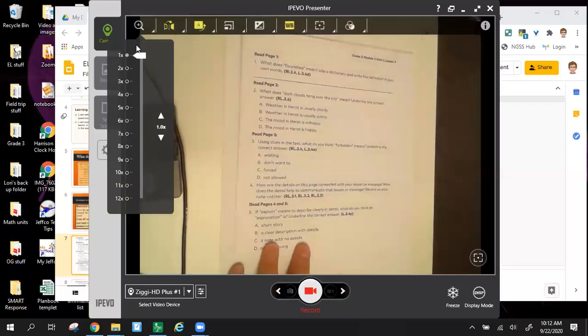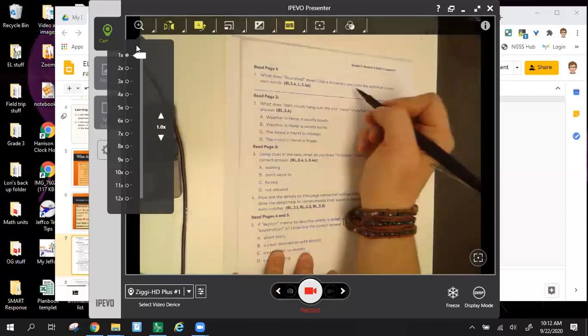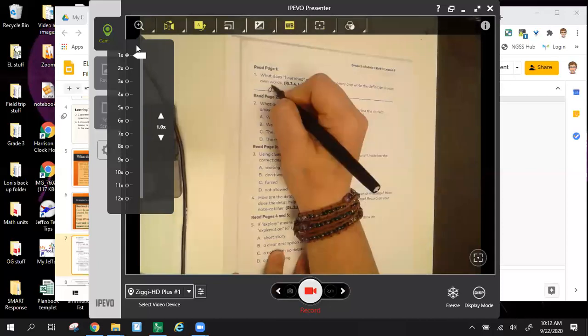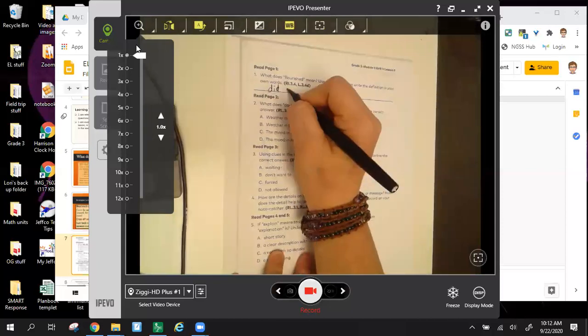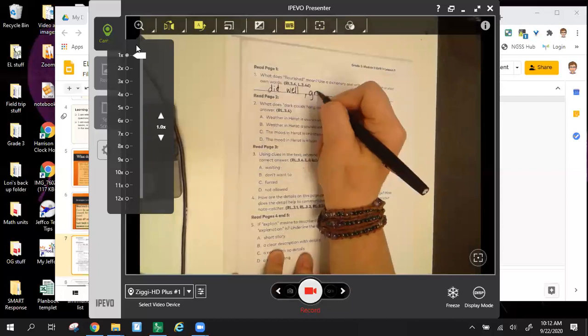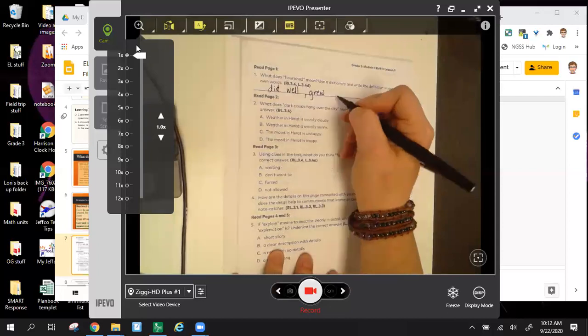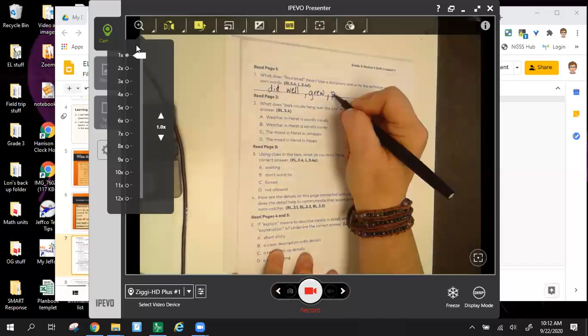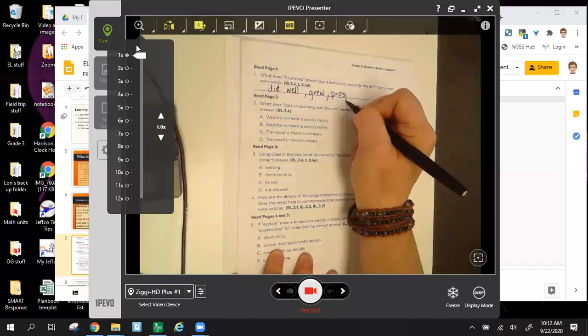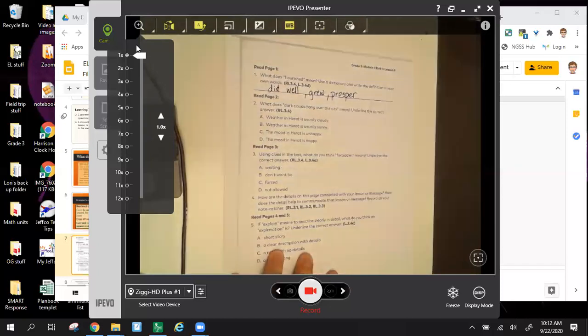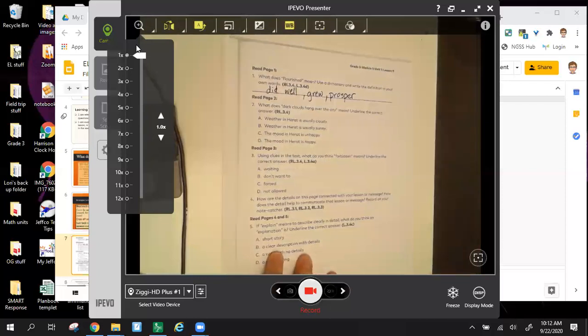Right. So it says use a dictionary. So flourished. It did well. It grew. I'll use prosper because I like that word. That's not technically our own word, but did well, grew, prospered.